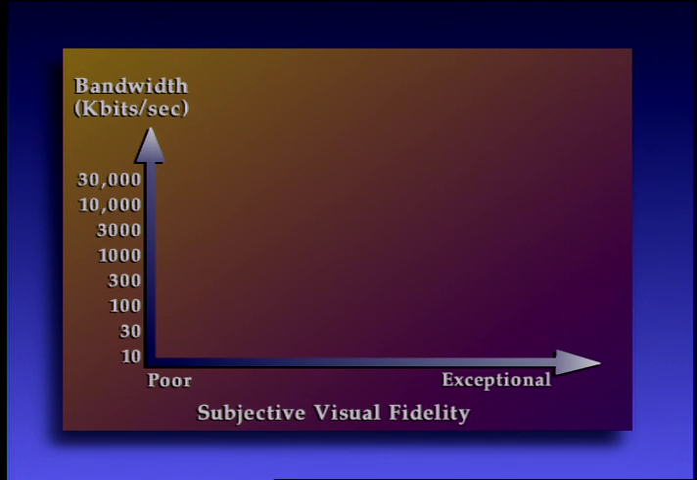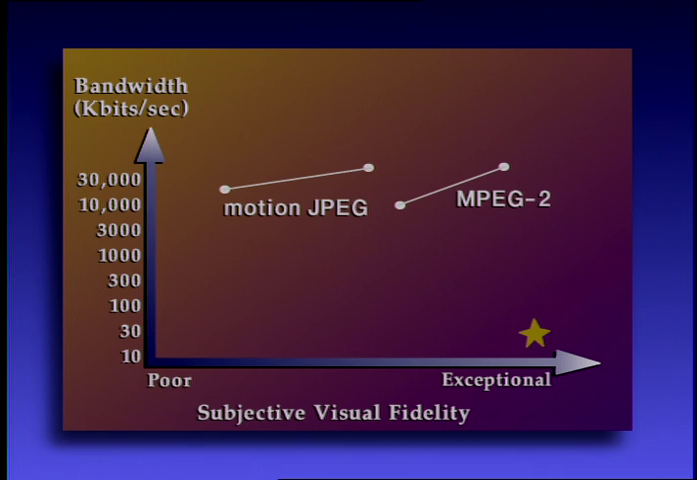Now this chart shows the bandwidth required for a compressed video bit stream versus the subjective visual fidelity. Clearly, the ideal video compression standard will be one that provides exceptional visual quality at the lowest bandwidth, something at the bottom right corner of this graph. This is not provided by the existing standards, where better visual quality tends to come with higher bandwidth costs. At the high end, production and broadcast visual quality is provided by Motion JPEG and MPEG-2, where MPEG-2 provides higher quality at the same bandwidth.